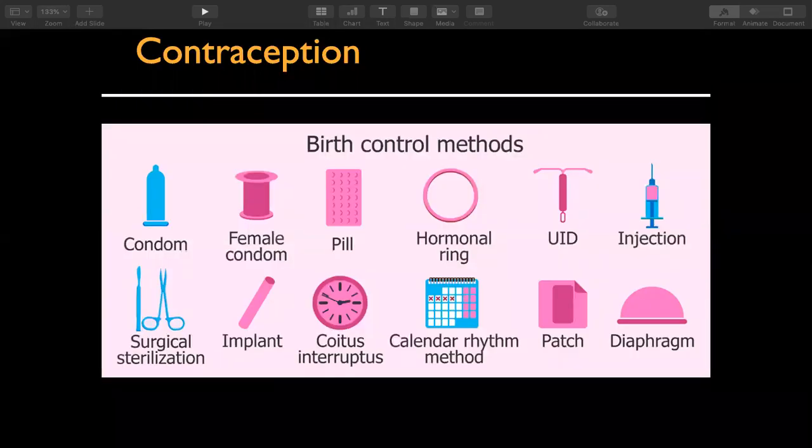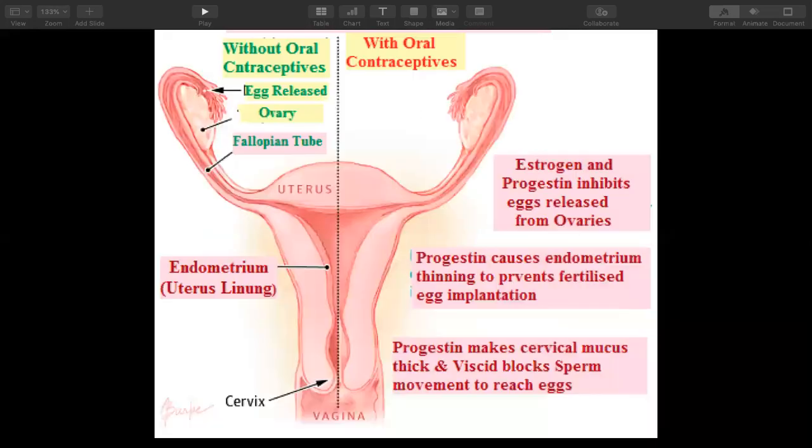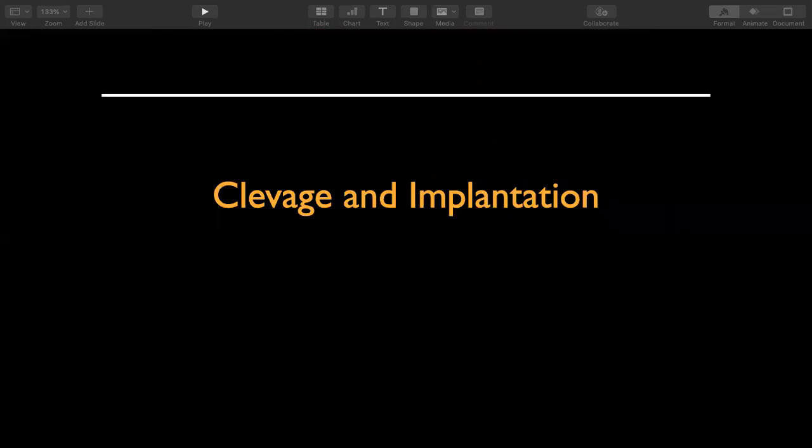We also had discussed various contraceptive methods and how to follow them, and the composition of the various contraceptive procedures which are available today in the market. The mechanism of action we had discussed in the last class. So that's all about the last session.